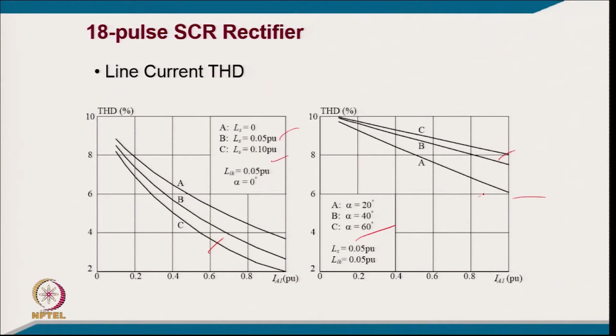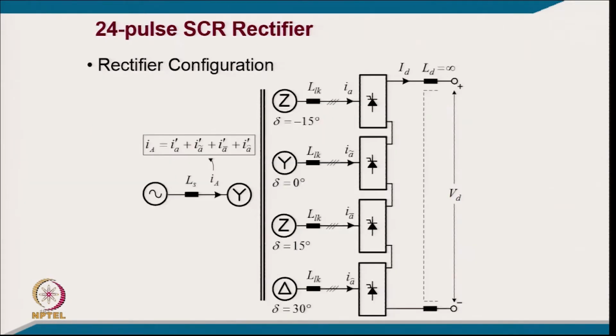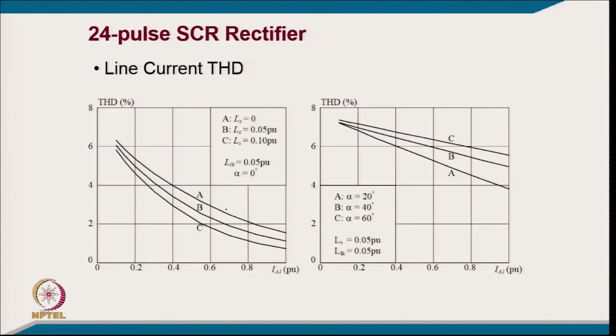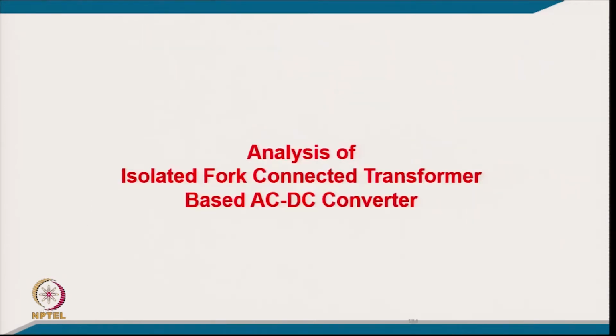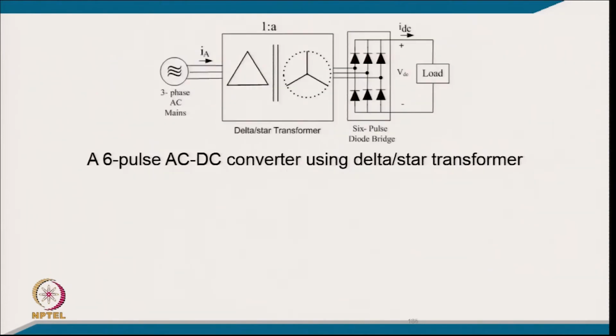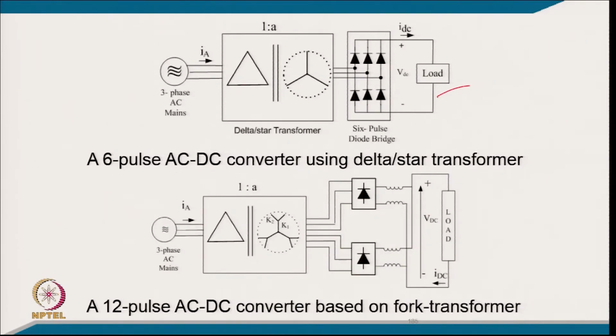It is affected, but the source inductance is less in that case, and that is for the 24 pulse converter, where you are using 4 controlled bridges. Here also you can see the effect of leakage reactance on TAD, but here it is the firing angle effect: the power factor goes down, and TAD is also affected by the firing angle. Now, coming to the analysis of the isolated fork connected transformer based AC-DC converter. The typical example for 6 pulse is star delta, but for a higher number of pulses, if you want 12 pulse, you have to have plus minus 15 degrees.